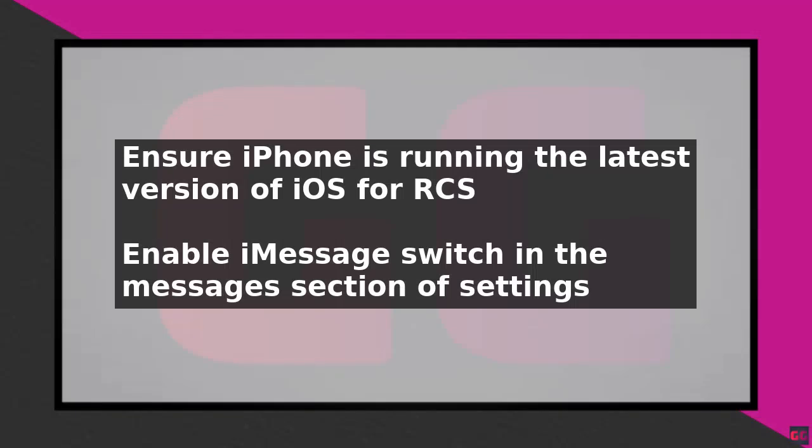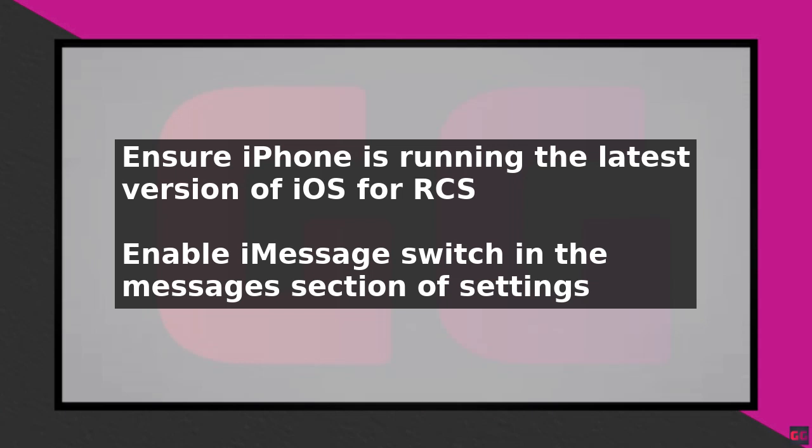To enable RCS for rich text messages on iPhone, you will need to follow these steps. First, ensure your iPhone is running the latest version of iOS, as RCS is only available on newer versions. Next, go to the Settings app and select Messages. In the Messages section, toggle on the iMessage switch if it is not already enabled.